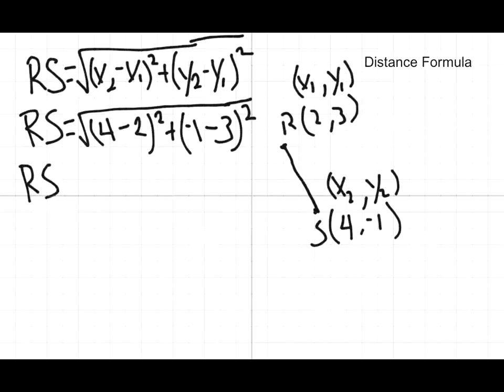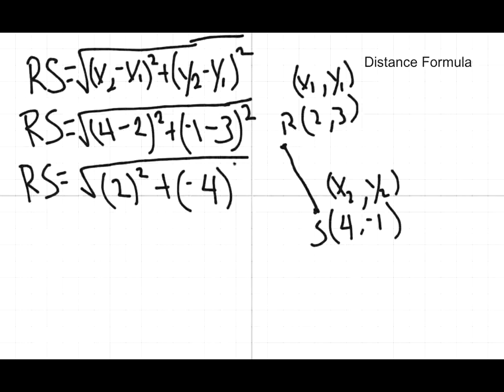Simplify inside of my square root signs and my parentheses first. So 4 minus 2 will give me 2 squared. -1 minus 3 will get me -4 squared.